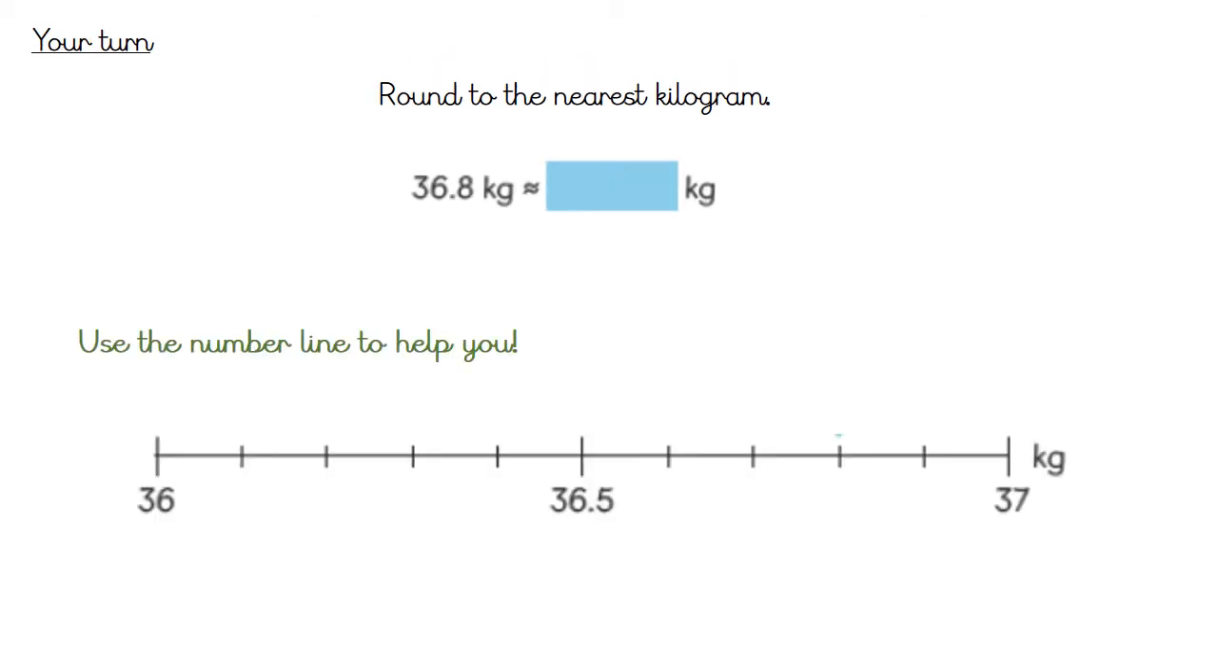Okay, now it is your turn. So again, your question is round to the nearest kilogram. You have the number 36.8 kilograms, and you need to round that to the nearest kilogram. And you can use the number line below to help you, and you can see that 36.8 falls between the integers 36 and 37. So look at the number line, use it to help you to round this number to the nearest kilogram. So pause the video here, you can write it down or you can just say it out loud and then come back.